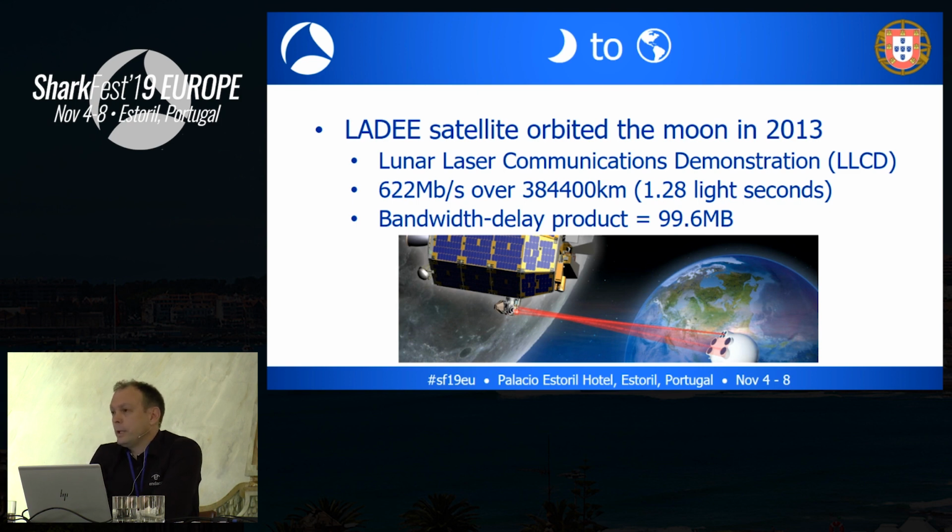If you think about it the other way, what if we just set our window to 1 gigabyte, the maximum amount, then how much bandwidth could we get from the Moon? What's the highest throughput we would get? It turns out it's about 3 gigabits per second.